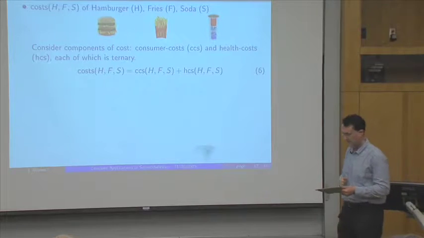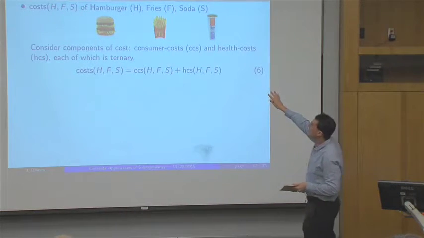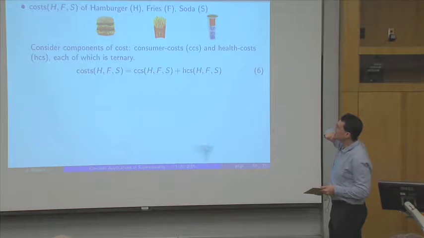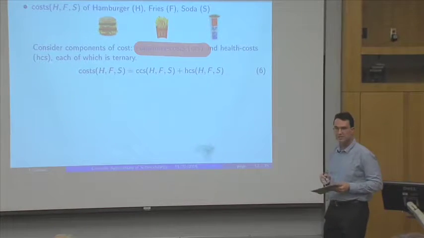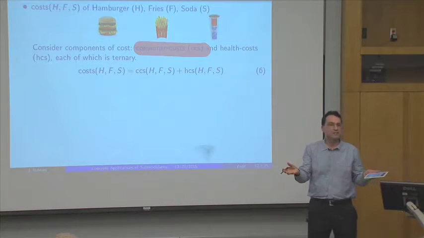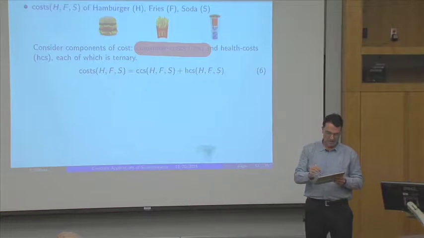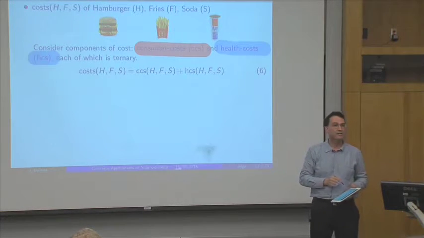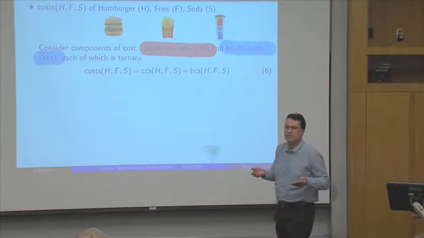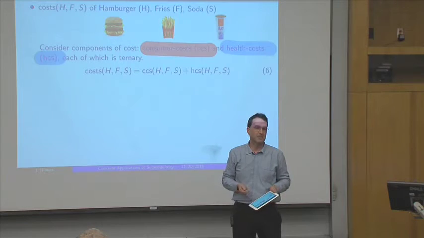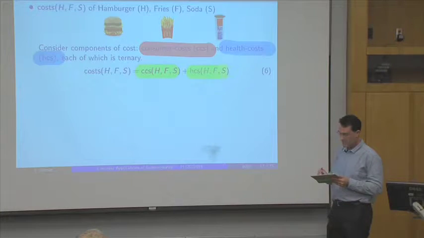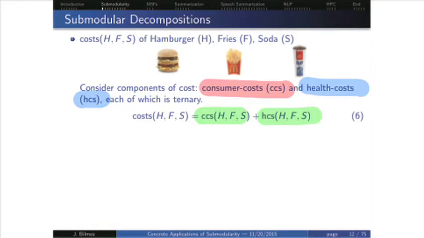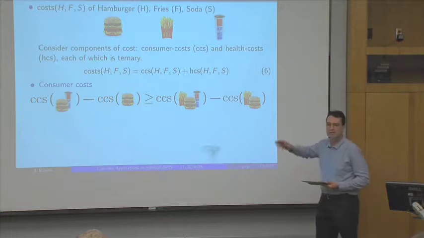So what does submodularity do? Again, we've got these three objects, hamburgers, fries, and a soda. And we want essentially a form of decomposition of the costs in terms of consumer costs, which is when you go to McDonald's and buy these things, how much do they cost you as the consumer? But also there's societal costs, and we're going to use healthcare costs as societal costs. How much does it cost society, maybe because of additional costs to the healthcare system, by you eating at McDonald's? And so we have an additive decomposition, each term of which involves all three of the items, hamburgers, fries, and sodas.